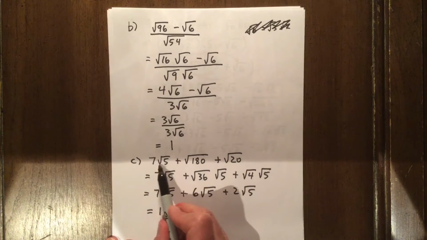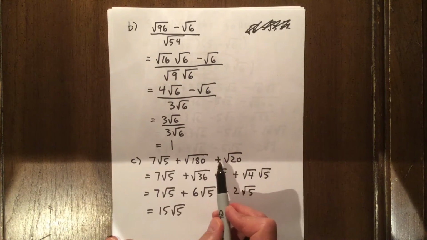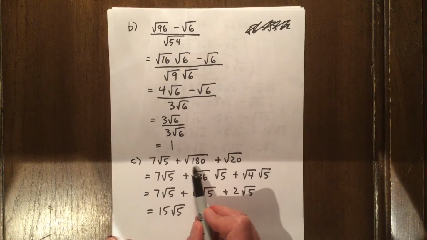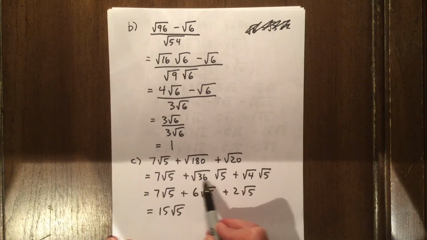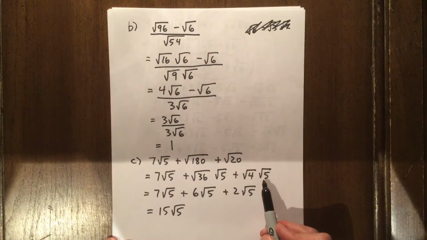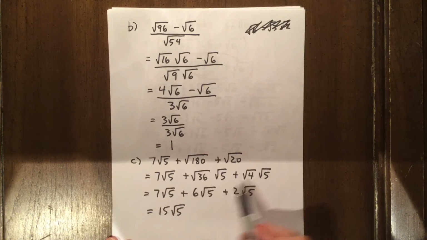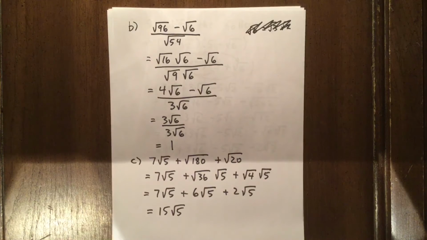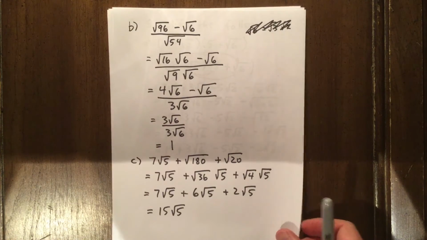And if I had 7 root 5 plus root 180 plus root 20, I can simplify 180 as 36 times 5, and I can simplify 20 as 4 times 5. Root 36 is 6. Root 4 is 2. So I've got 7 root 5 plus 6 root 5 plus 2 root 5. And collecting like terms like we said gives us 15 root 5.